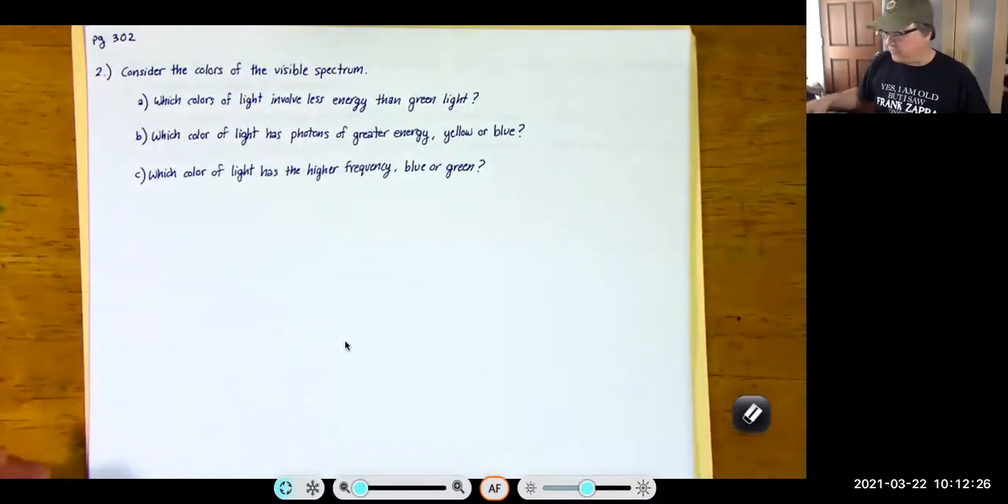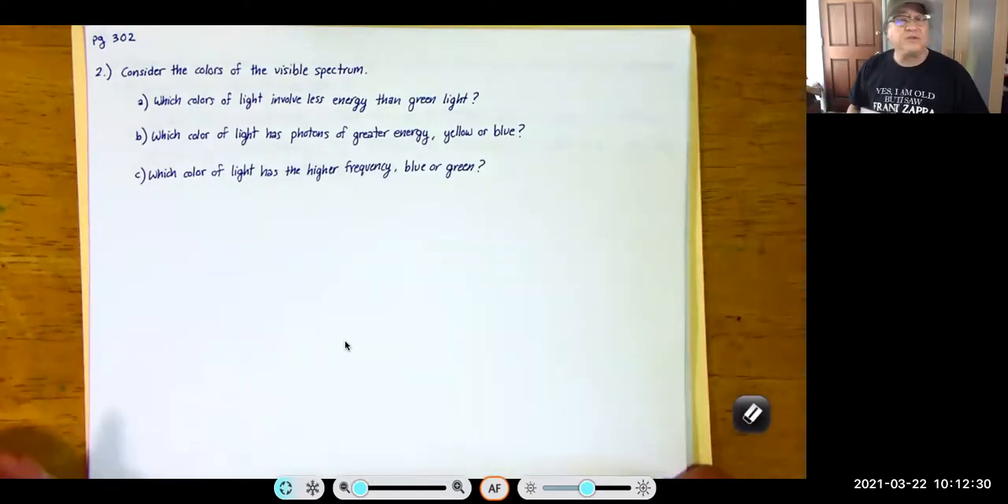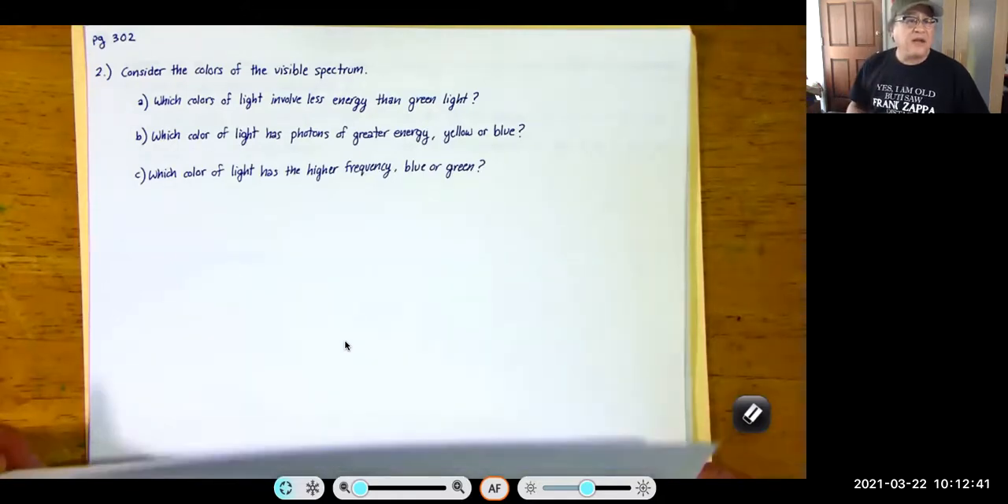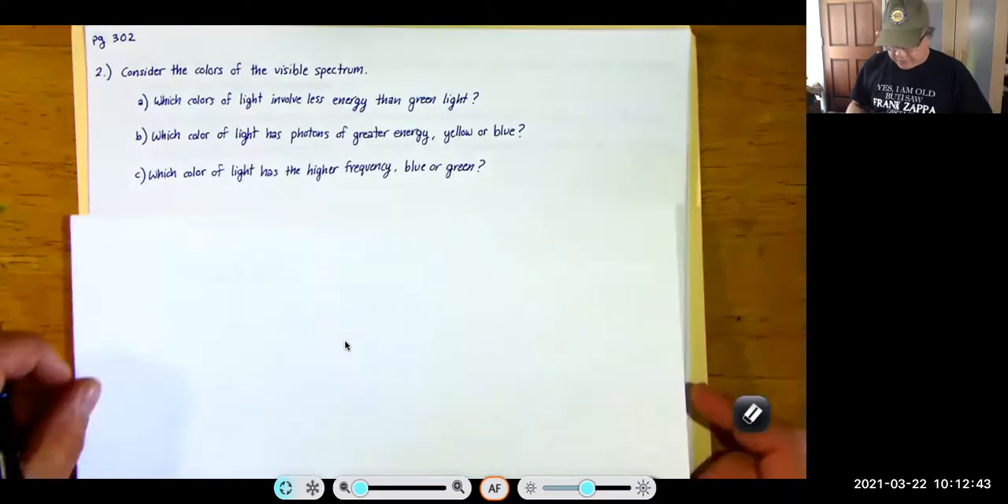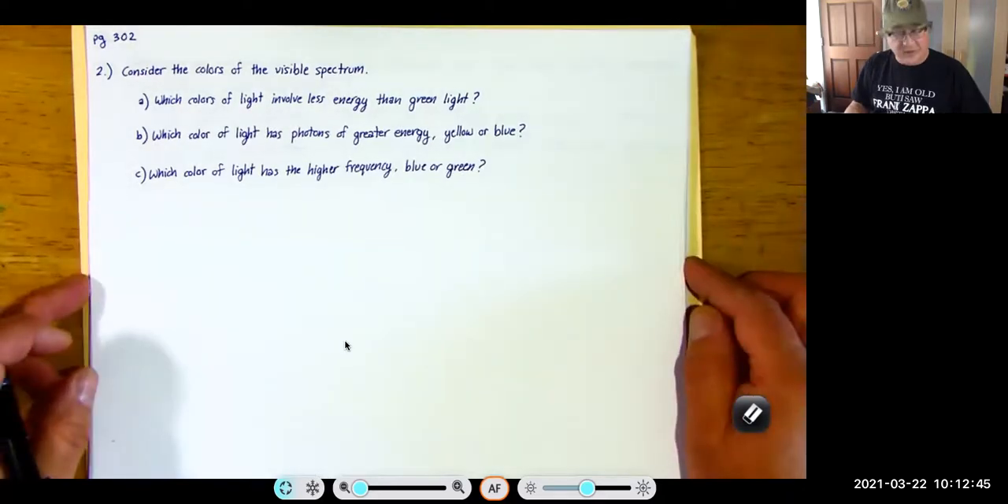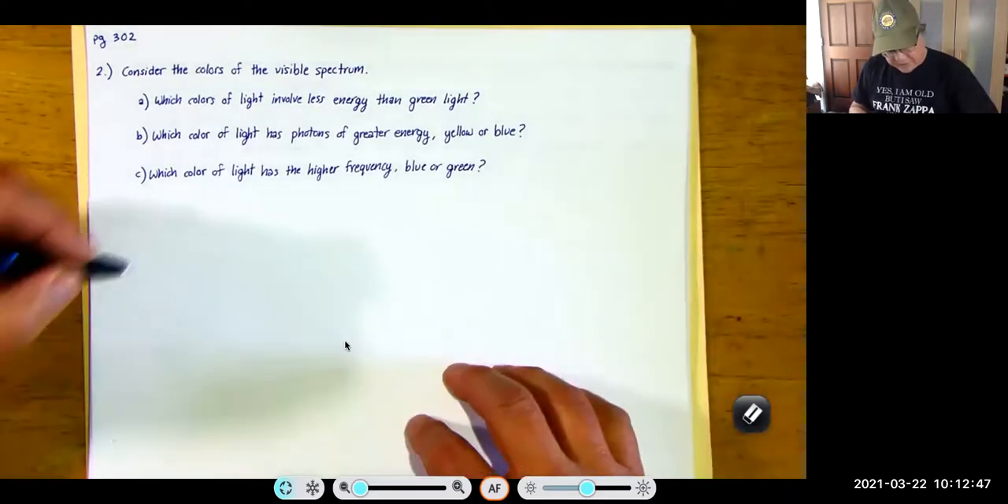Consider the colors of this visible spectrum. Which colors of light involve less energy than green light? Which color of light has photons of greater energy, yellow or blue? And which color of light has the higher frequency, green or blue? So we need to know a little bit about electromagnetic radiation.